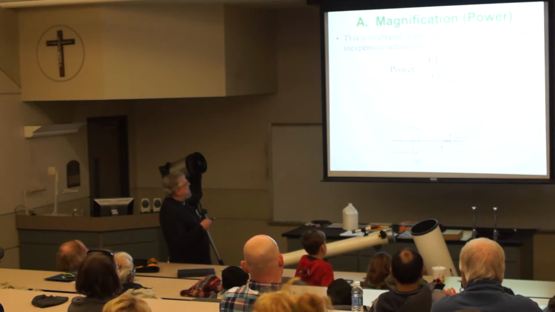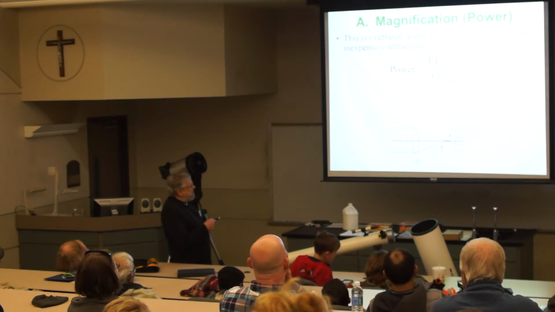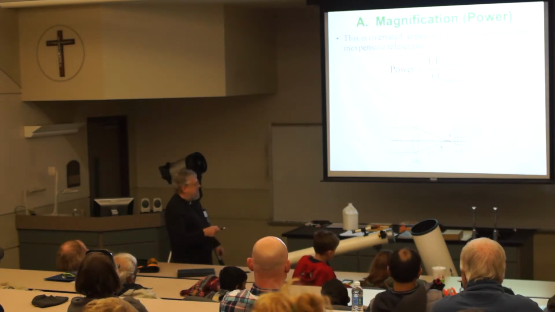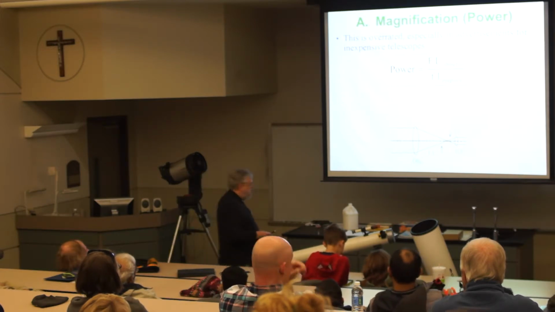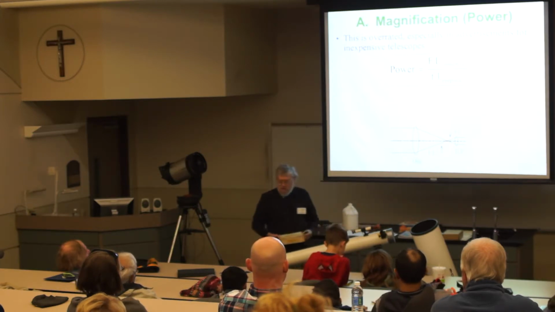The power of the telescope is a simple ratio of the focal length of the objective, which could be the lens in the front of a refractor or the mirror in the back of a telescope, divided by the focal length of the eyepiece. The eyepiece is how you adjust the power of the telescope.